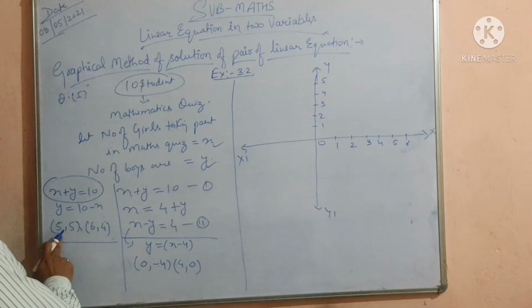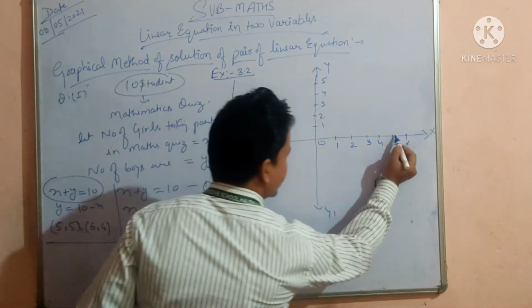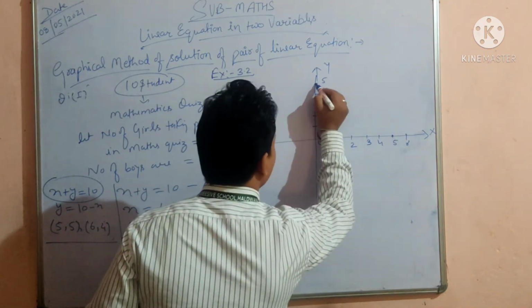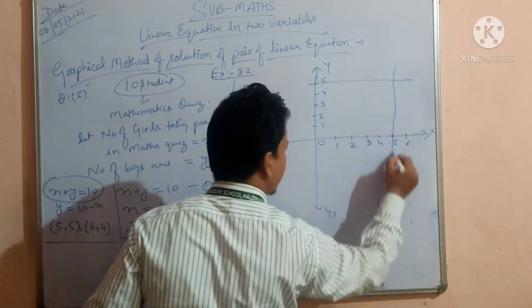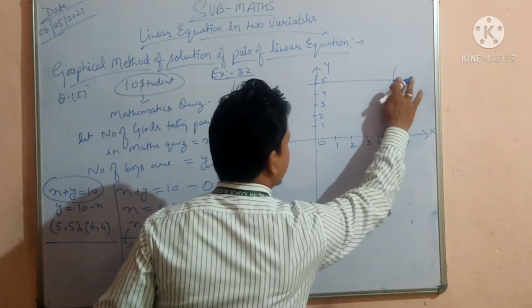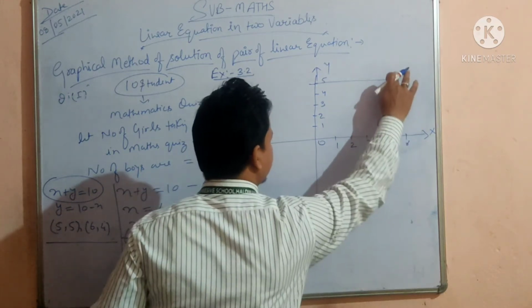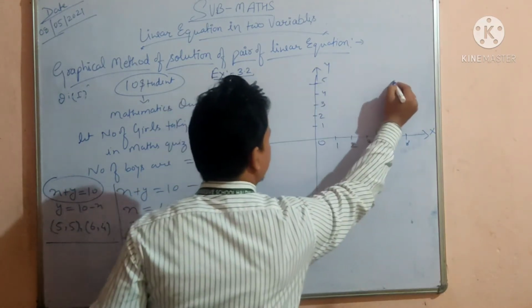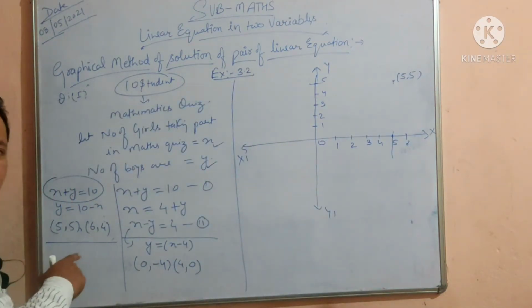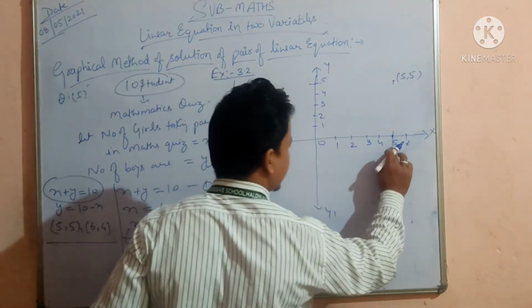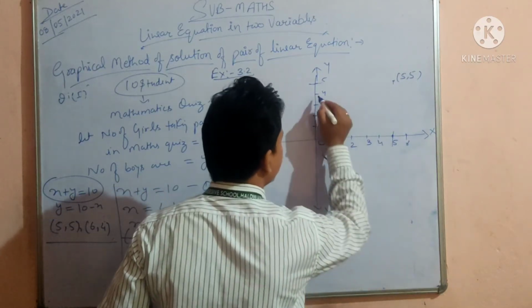Now the very first point is (5, 5). So this is 5 on the X axis and this is 5 on the Y axis. Meeting both of them, we get the point of intersection, that is (5, 5). So this is the point (5, 5). Okay. Now the second point is (6, 4). So this is 6 and this is 4.